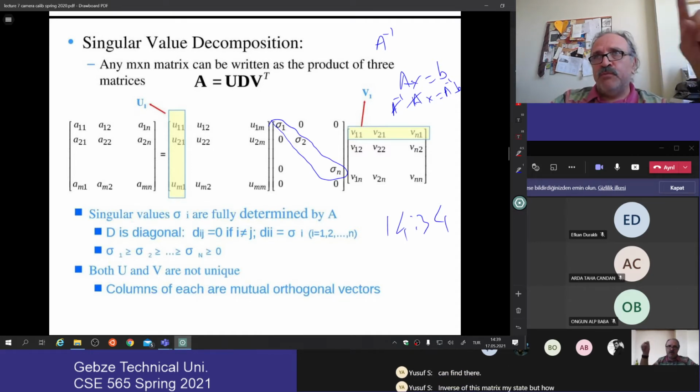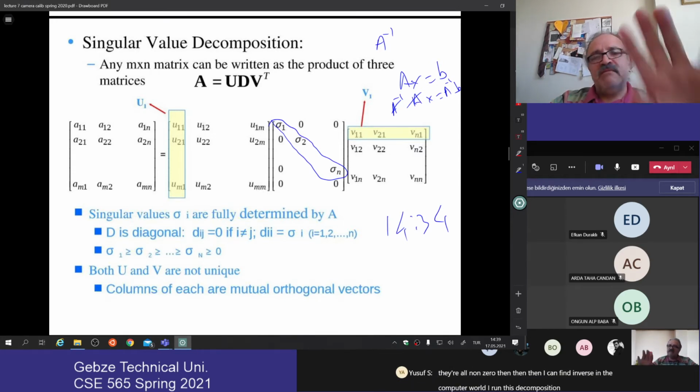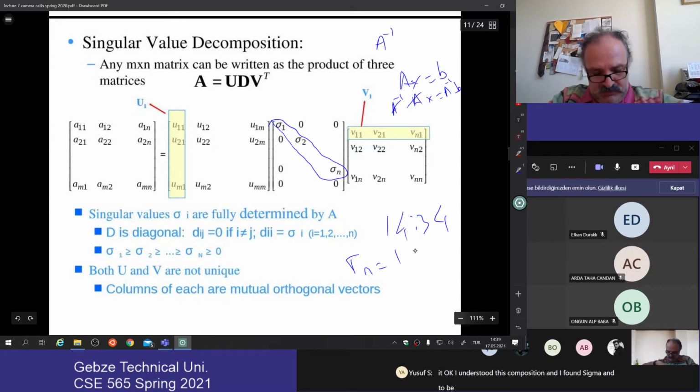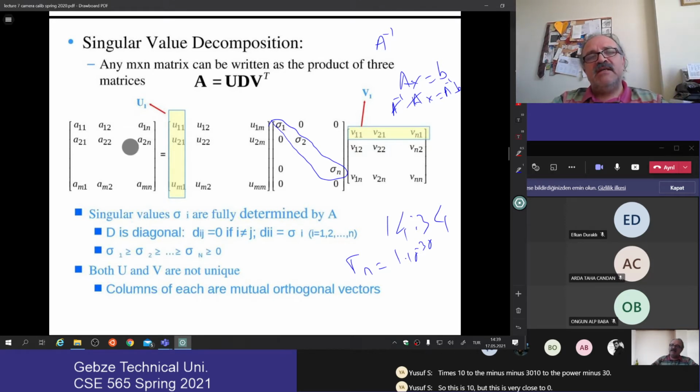But how about this one in the computer? Okay, this is in the theoretical world. Whatever I said, if they are all non-zero, then I can find the inverse. In the computer world, I run this decomposition, and I found sigma n to be 1 times 10 to the power minus 30. So this is non-zero, but this is very close to zero. Do you think this matrix is a singular matrix or non-singular matrix? Can I find the inverse of it?